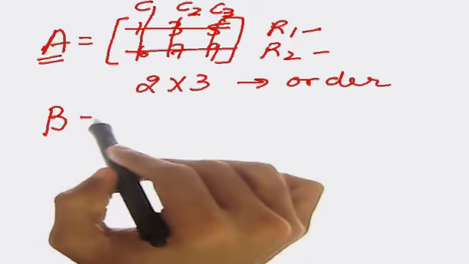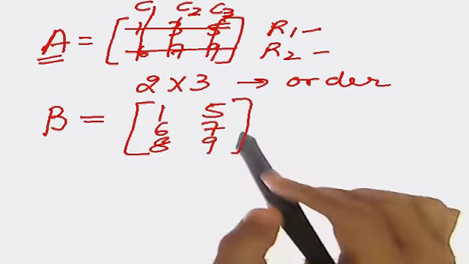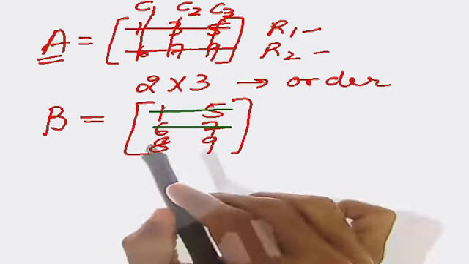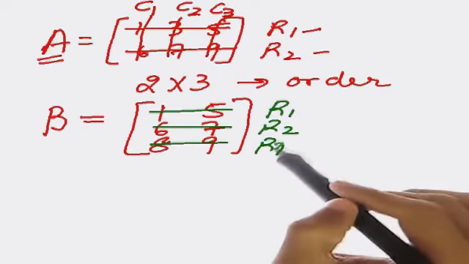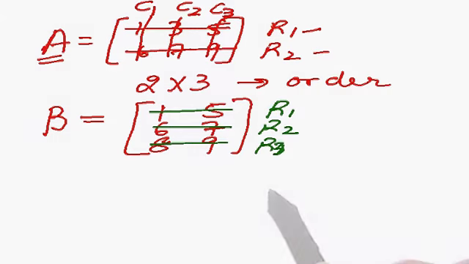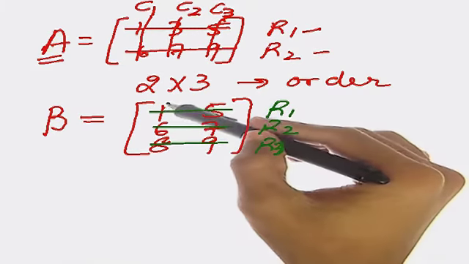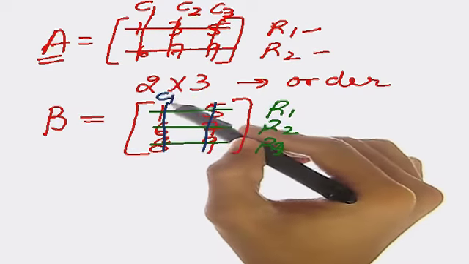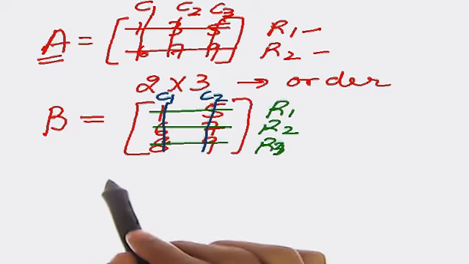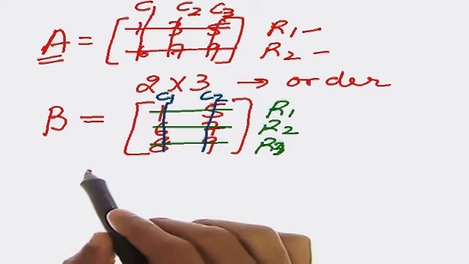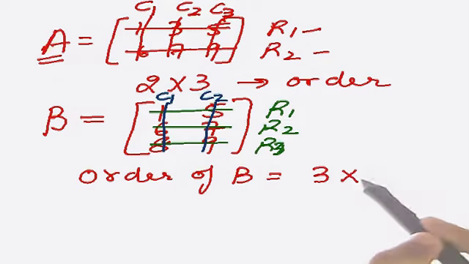Another example, let's call it matrix B. The number of rows in this matrix B is 3. Let's call them R1, R2 and R3, and the number of columns in this matrix are 2. Let's call them C1 and C2. So the order of matrix B is 3 by 2.